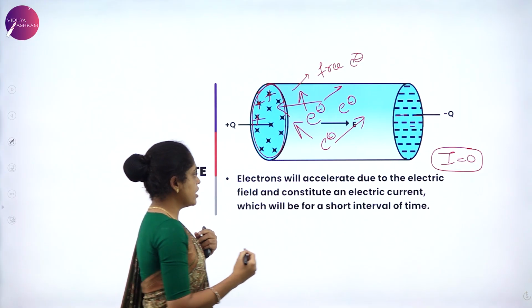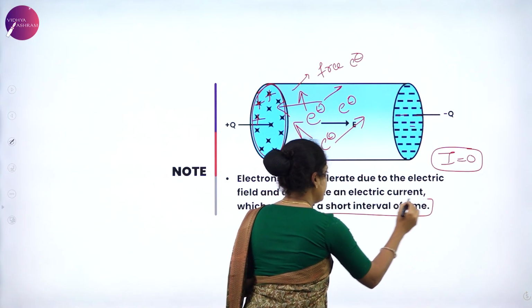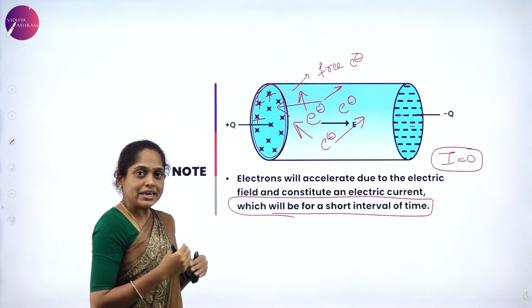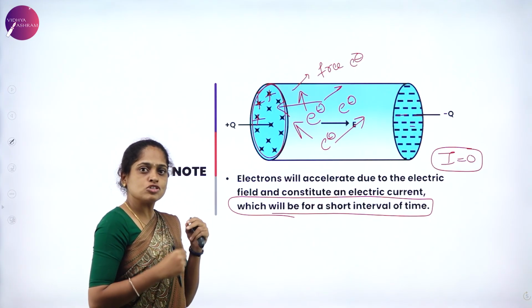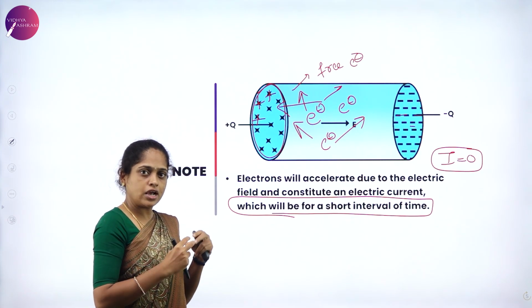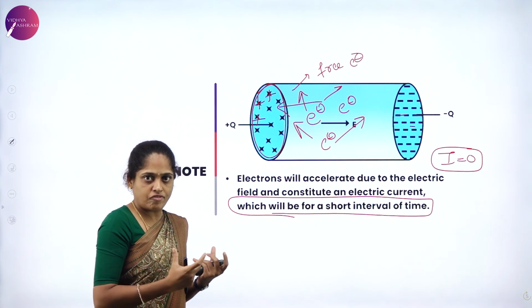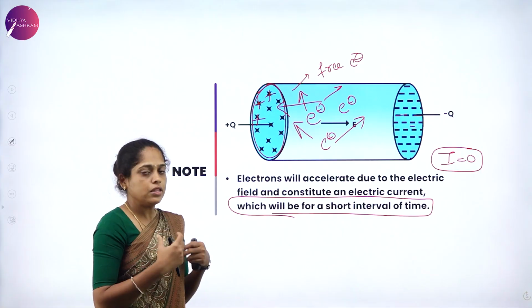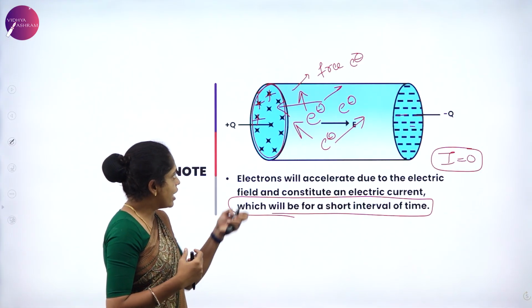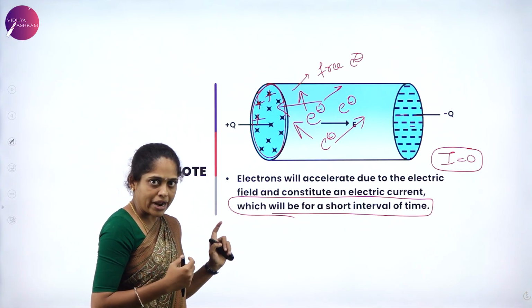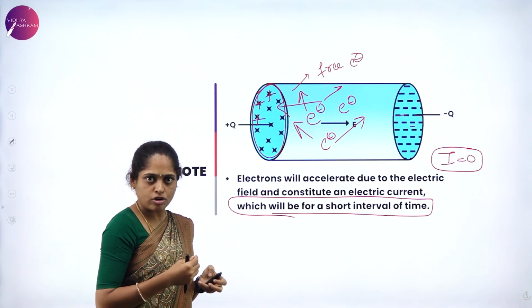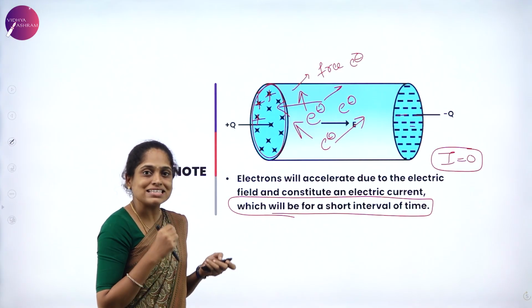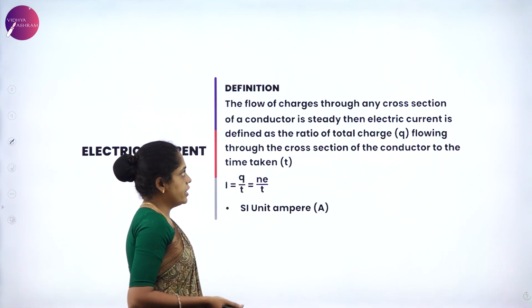Therefore, this current is for a short interval of time. But I need continuous constant current. For the continuous constant current, we need a continuous potential difference. That is by the battery. So, when you connect this conductor to a battery, there will be a continuous constant flow of the electrons, which is known as steady current. What is steady current?